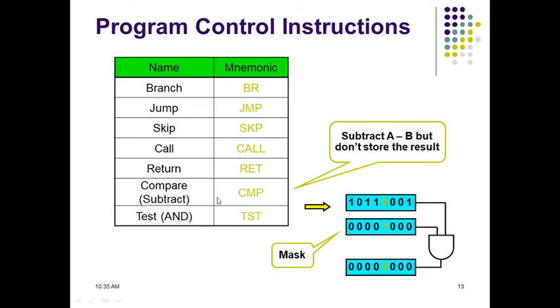Next is program control instructions. Already you know the branch instruction, and these instructions are used to control the flow of the program. Basically, they will control the program flow. In this category, I have listed instructions like branch, jump, skip, call, return, compare, and test. If you analyze these instructions, they control the program depending on some condition.